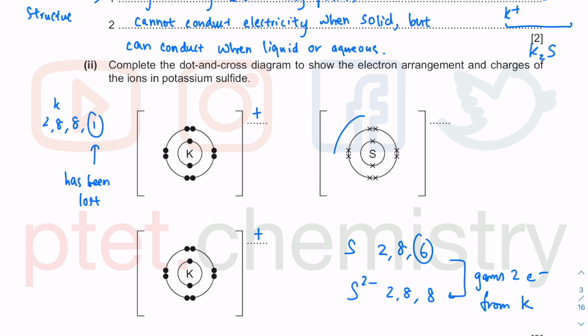So I'm going to draw the outer shell. And when I draw the outer shell, originally I have 6 crosses because I started in group 6. I have 6 crosses, and now I have 2 dots because the first dot comes from one potassium and the second dot comes from another potassium atom, having lost electrons. Having gained 2 extra electrons, I now have a 2 minus charge. Therefore, that's 3 marks overall.